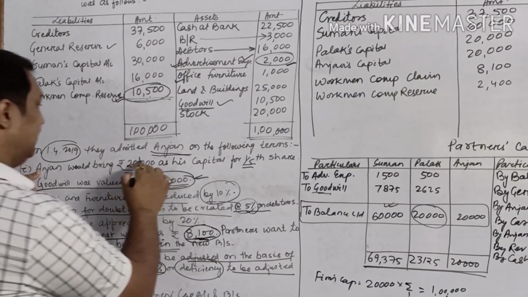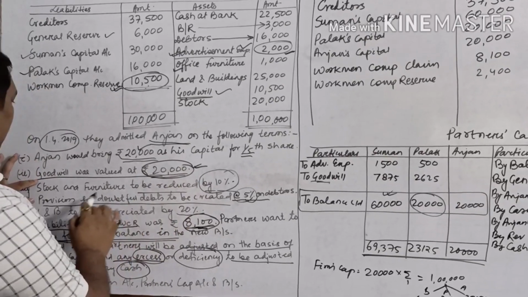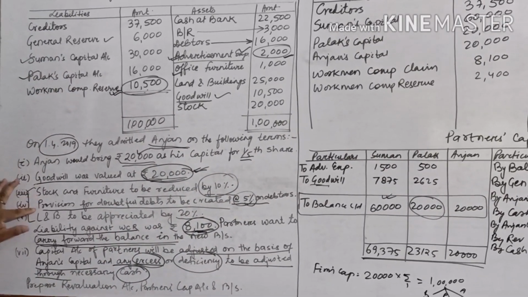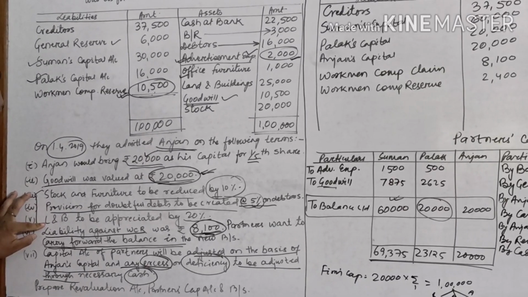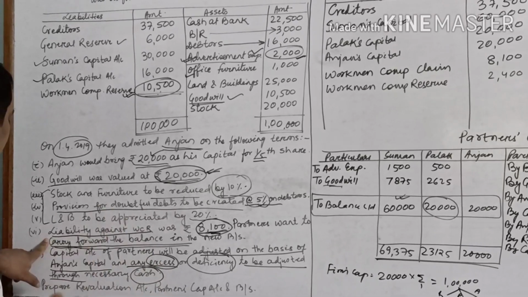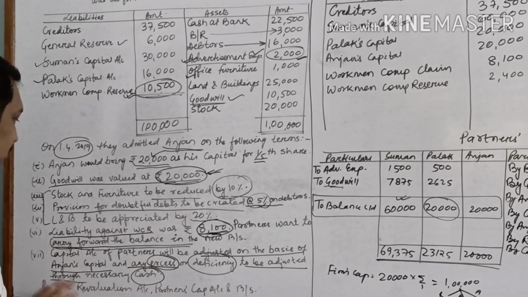Let's check the other adjustments whether we have done it or not. Anjan would bring 20,000 as his capital, done. Goodwill valuation completed. Stock and furniture reduced. Provision created. Land and building appreciated. Liability against workmen compensation reserve has been done. Capital accounts have been adjusted.